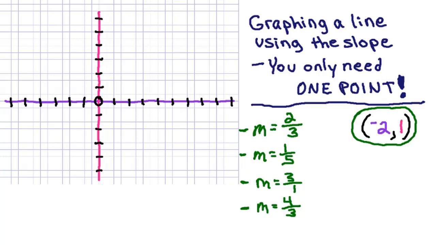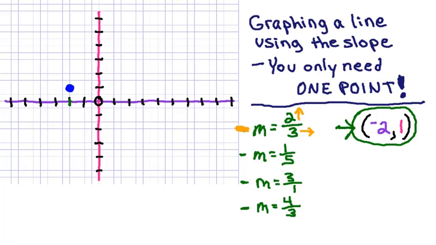So let's find our point, negative 2, 1. Negative 2 is our x value, so we're going to start at the 0 and count backwards 2 because it's a negative 2. And then positive 1 is your y value, so we're going to go up 1. And there's our point. Now we're going to use these different slopes to make different lines. Let's do the first slope, m equals 2 over 3. So 2 is your rise, and 3 is your run.